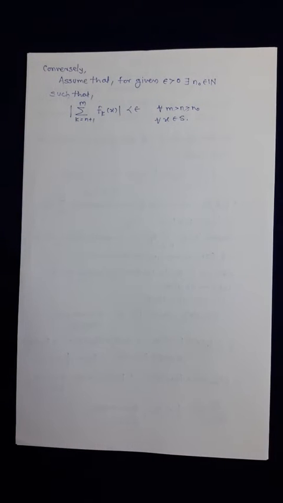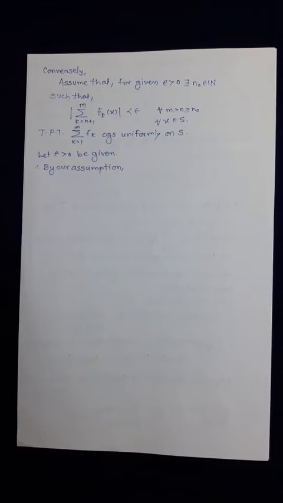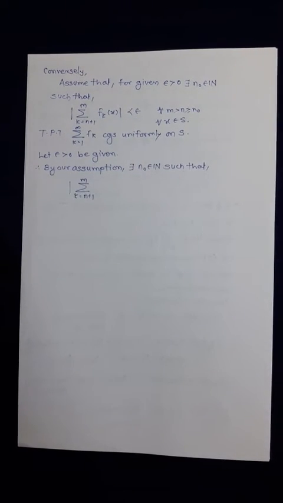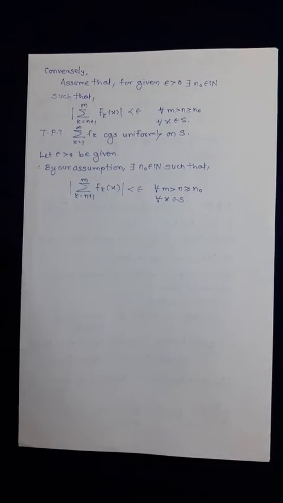Now to prove that summation f_k converges uniformly on S, I will take epsilon greater than 0 to be given. Now I can use our assumption. For the given epsilon there exists n naught. By our assumption there exists n naught belongs to the set of natural numbers such that modulus of summation k running from n plus 1 to m f_k of x less than epsilon for all m greater than n greater than or equal to n naught and for all x belongs to capital S. Now I will split this summation.